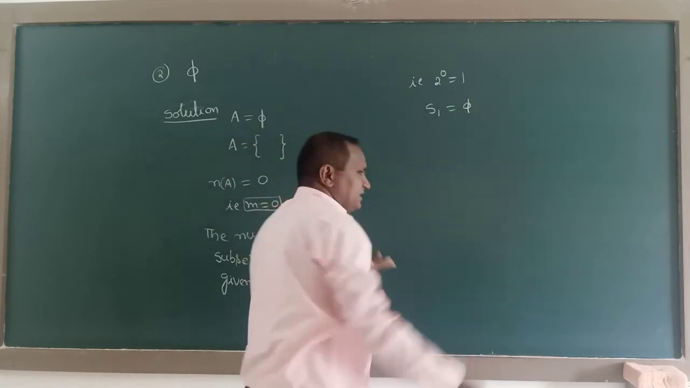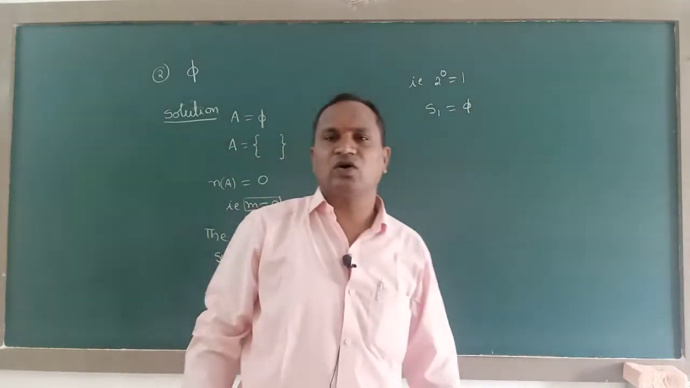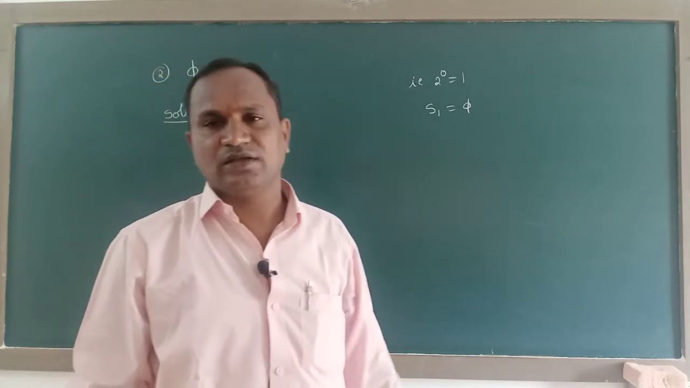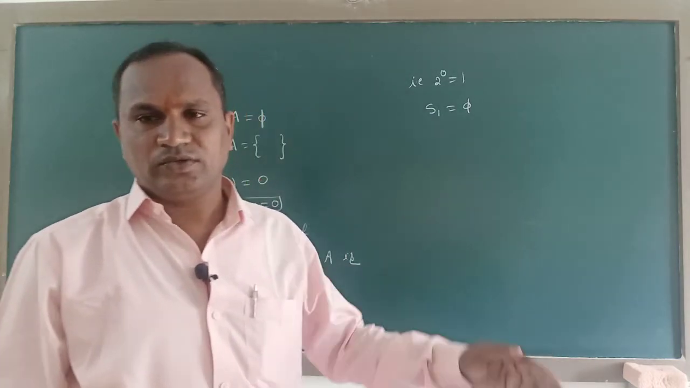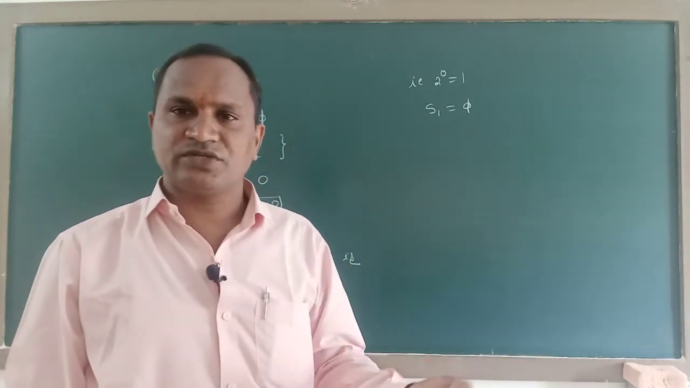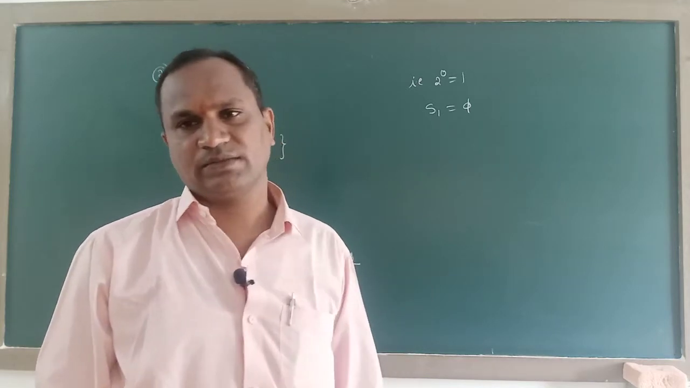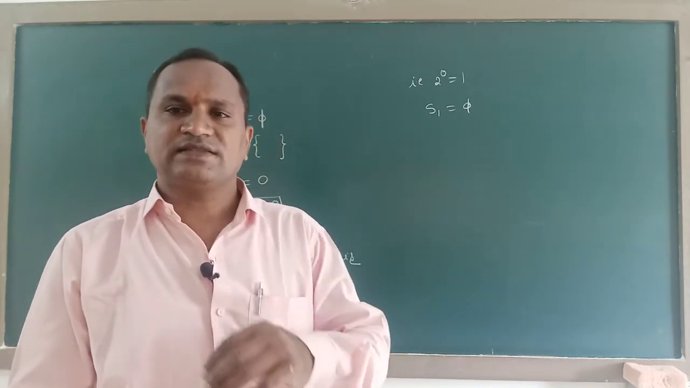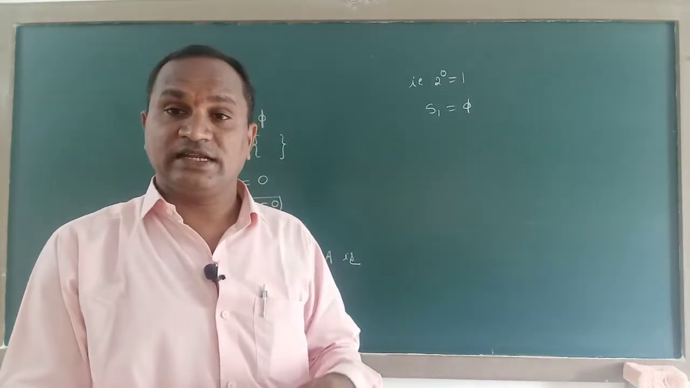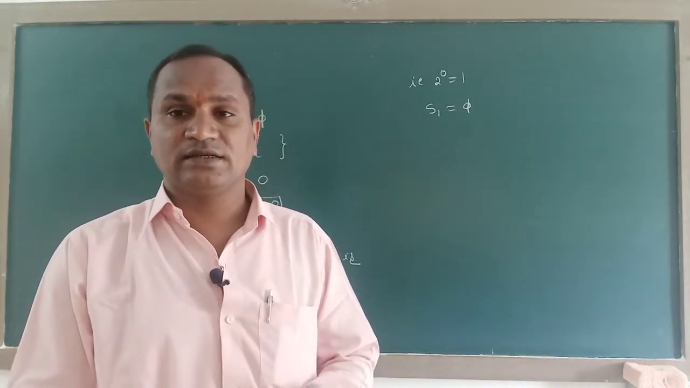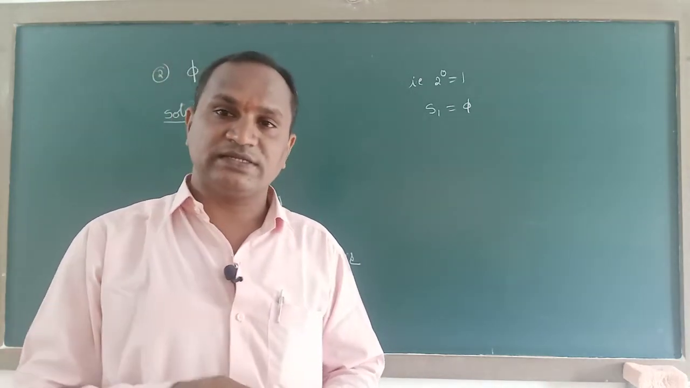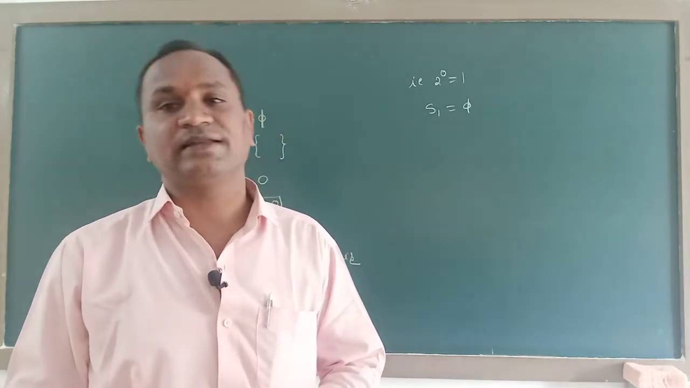Every set is a subset of itself and the null set is also a subset of itself. But they gave the null set now. You can write the null set any number of times, it gives only one meaning. Because every set is a subset of itself, at that time also you will get the null set. The null set is a subset of every set, at that time also you will get the null set.